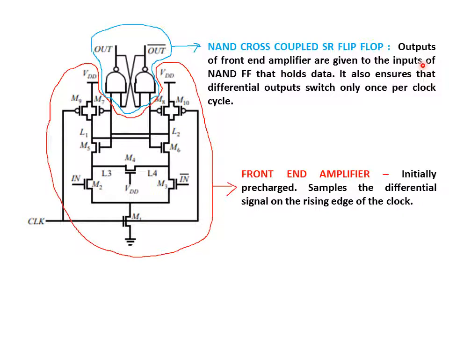The outputs of the front end amplifier, L1 and L2, are given to the inputs of the NAND flip flop that holds the data. This flip flop also ensures that the differential outputs switch only once per clock cycle. That is, for one clock cycle you can ensure that one data is latched to the output out.